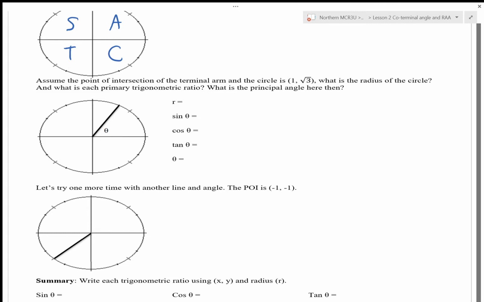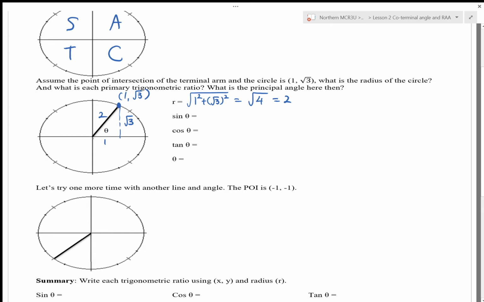Now, the radius is basically the square root of a squared plus b squared. In this case, this point is 1 comma square root of 3. So the length here, or the height here, is square root of 3, and the length here is 1. That means it's the square root of 1 squared plus square root of 3 squared, which gives me square root of 4, which is 2. So our radius is 2.